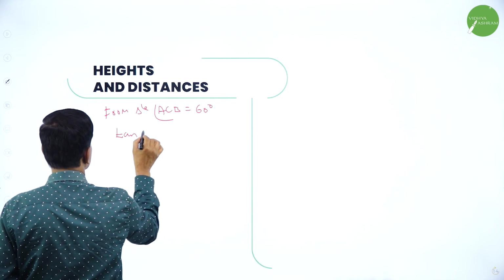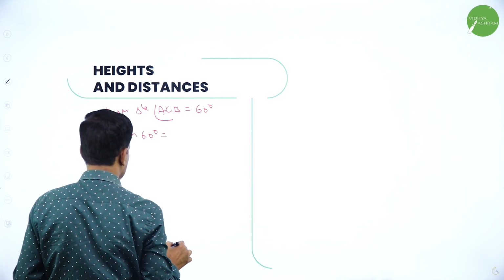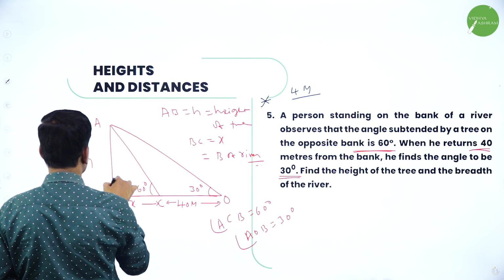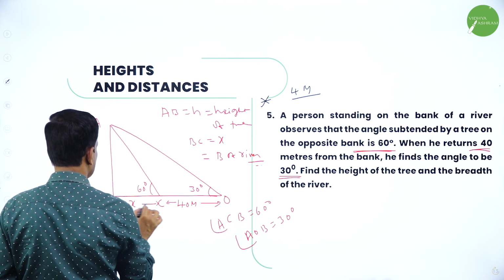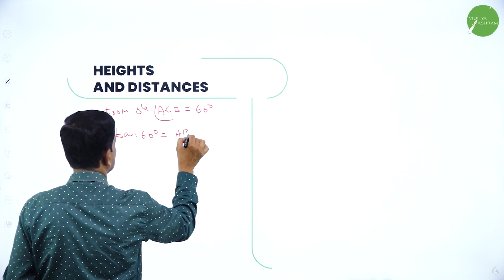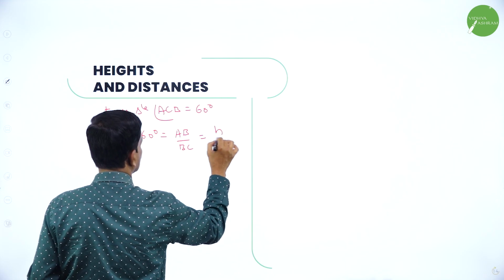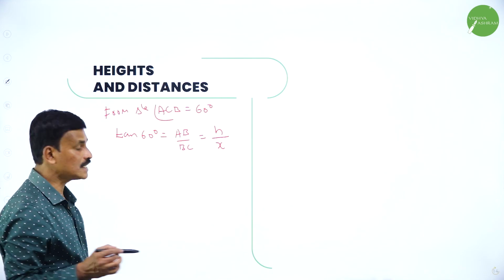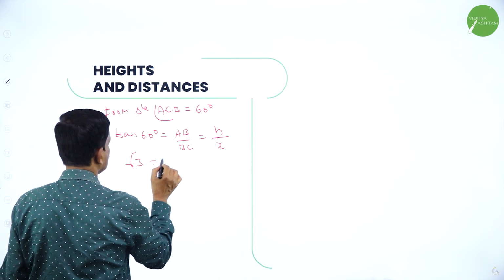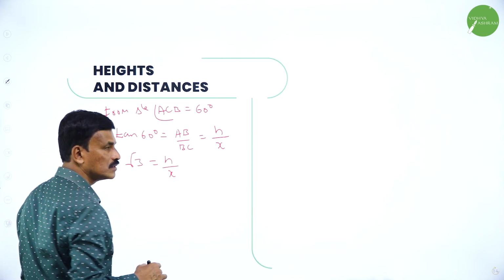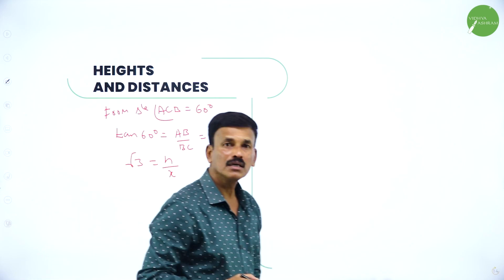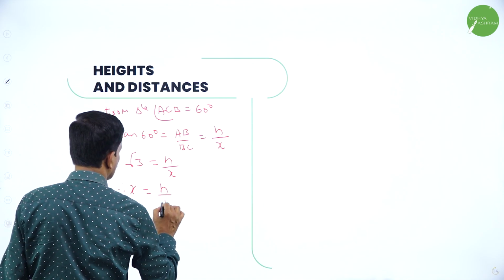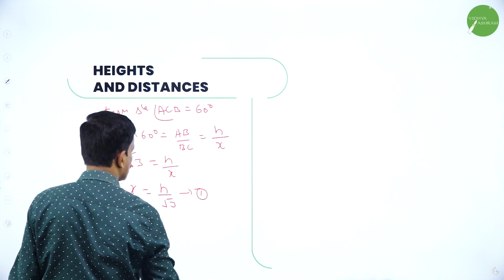Write down tan 60. What is tan 60 from this? Tan 60 is equal to AB divided by BC, that is nothing but H divided by X. So, what is tan 60? Tan 60 is equal to root 3. Root 3 is equal to H by X. Cross multiply it and get the value of X. Therefore, X is equal to H by root 3. Let us represent this as equation number 1.